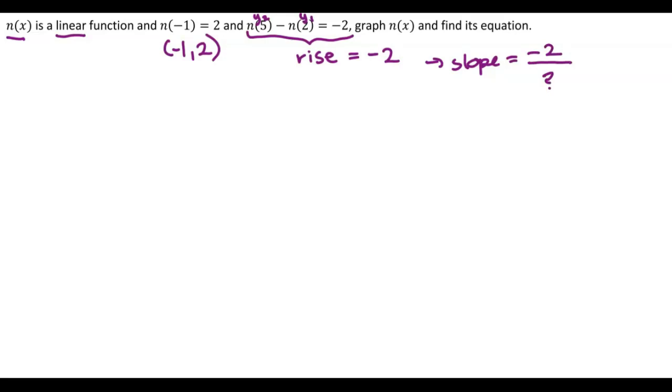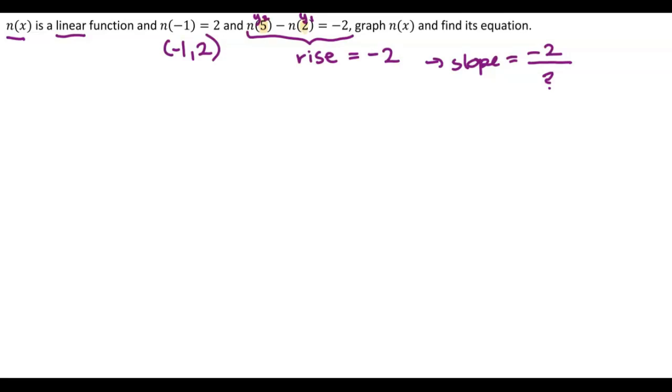So right now, we don't know what our run is. That's keeping us from saying, okay, I have the slope, I can find the equation. But again, this is the power of function notation: when you write something in function notation, n of 5 is a y value, but written right there is the fact that 5 is the x value. So that's not just a mystery y, that's the y that goes with x equals 5, and n of 2 is the y that goes with x equals 2.